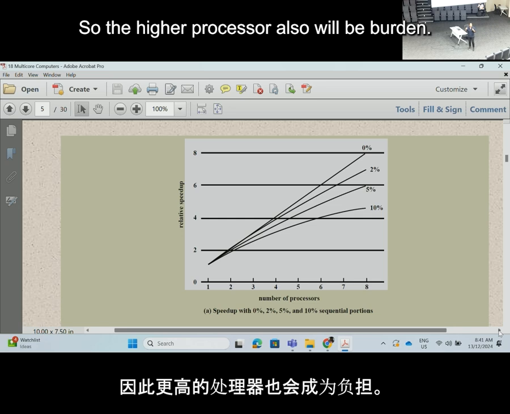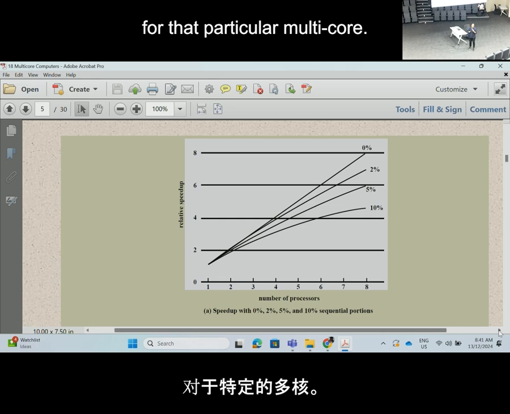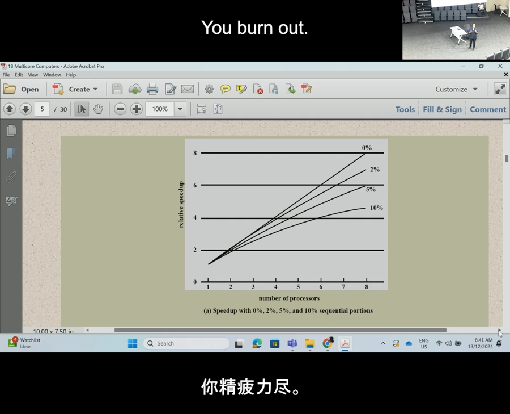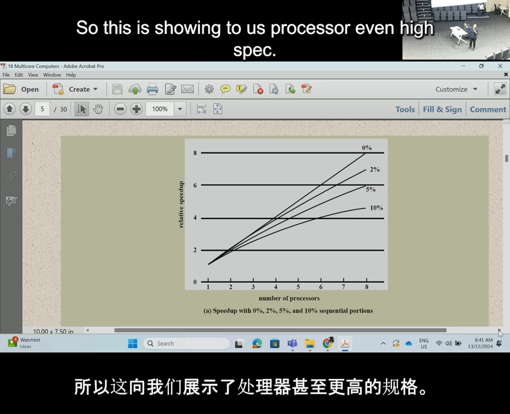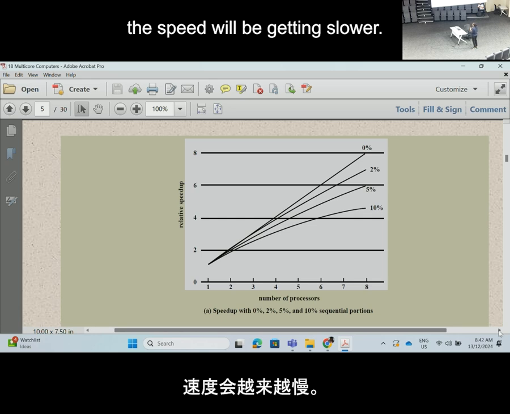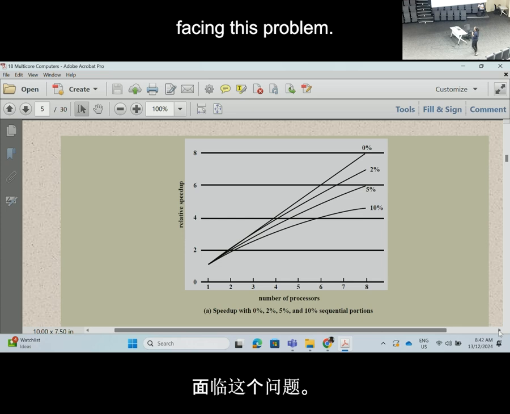The processor will also be burdened, even if you have a sophisticated algorithm for that particular multi-core. Same as a human: if you are pushed, you burn out. So this shows us that even with a high-spec processor, if you push a lot of threads, the speed will get slower. Even Intel Core 9 and AMD Ryzen 9 face this problem.